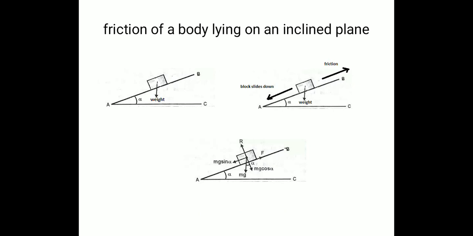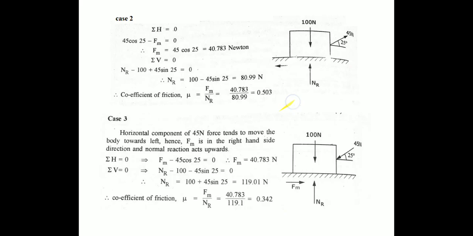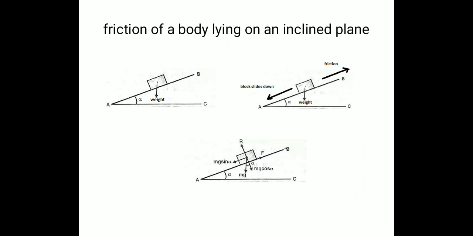Friction on a body lying on an inclined plane. Now the block is placed on some inclination. A block is kept on an inclination angle alpha. The block will have a self weight. Since the block is placed on an inclination, the block may tend to slide down. So the friction takes place in the opposite direction.